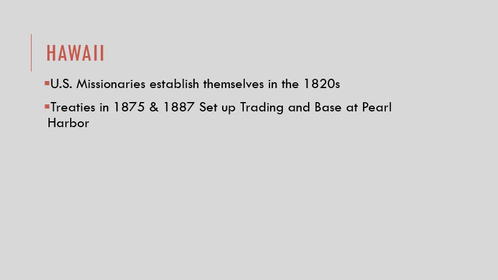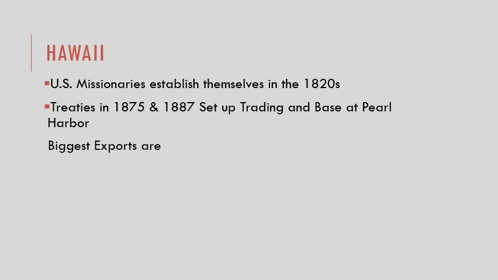So Americans first arrive in Hawaii in the 1820s. U.S. missionaries go there to convert some of the native Hawaiians to Protestant Christianity. Secondly, you have treaties set up, one being for trading and the other for setting up a military base. So there's three reasons here, the motives: religion, profits, and patriotism, setting up a base at Pearl Harbor.